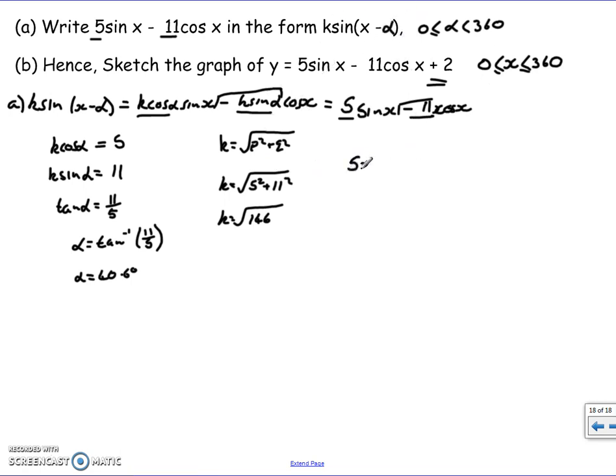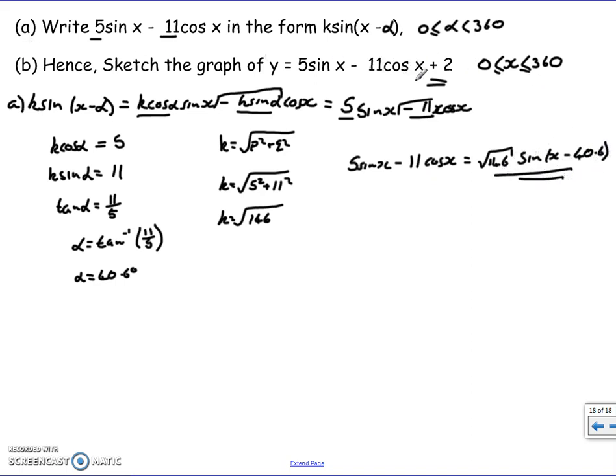So what we can then say is, fine, 5 sine x minus 11 cos x equals k, so the square root of 146 times sine of x minus 40.6 degrees. So we've got our function written in this form. So we've done that first part.